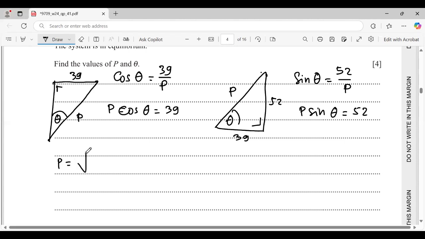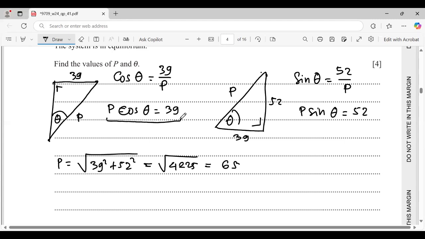P equals the square root of 39 squared plus 52 squared. The root of 4,225 is 65.